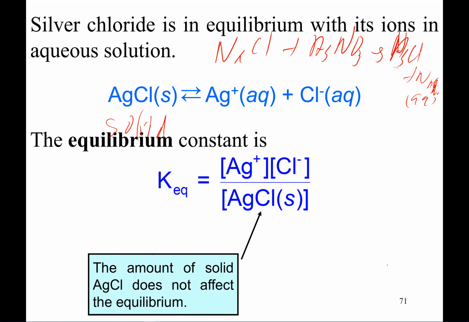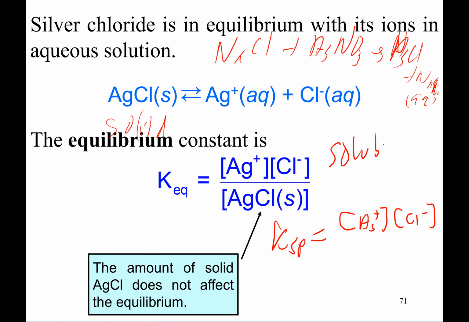That does not affect it when it's a solid. And so this is getting the next term, Ksp, which equals the silver ion concentration in solution times the chloride ion concentration. And this is what indicates the solubility of a salt in water.